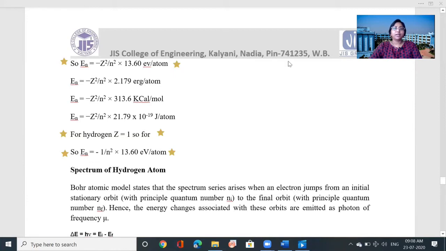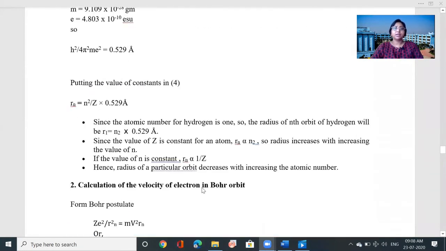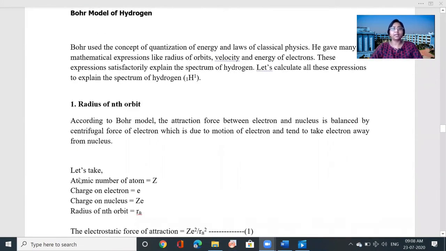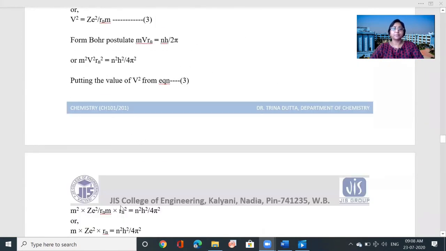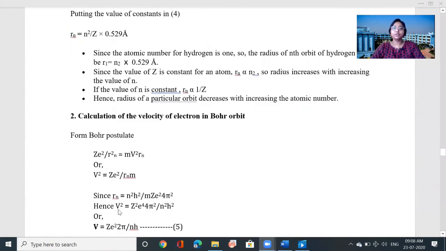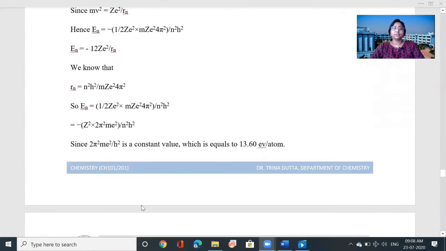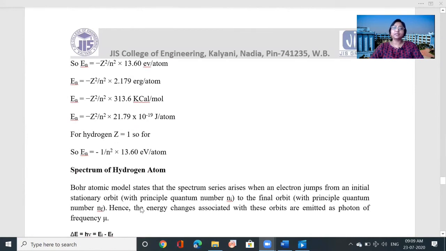So what have you learned to calculate? You have learned to calculate three parts. Number 1, the radius of the nth orbit, and you can calculate it for hydrogen. Number 2, you can calculate the velocity of the electron. Number 3, you can calculate the energy of the electron. So these three things you can calculate with the help of Bohr's model.